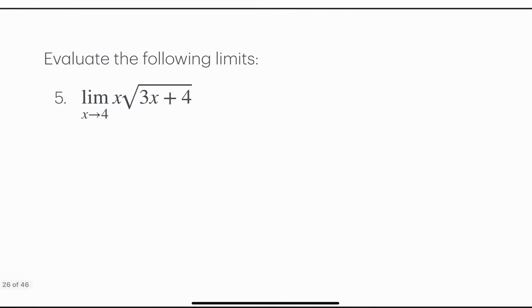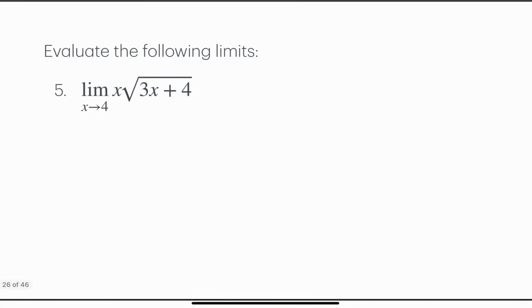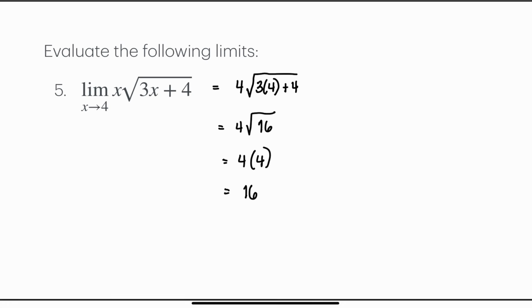This time, let's evaluate the limit of x times the square root of 3x plus 4 as x approaches 4. Again, let's use the shortcut. Substitute 4 to x. So that's 4 times the square root of 3 times 4 plus 4. So this is 4 times the square root of 12 plus 4, that is 16. And the square root of 16 is 4. So our answer is positive 16. So when x approaches 4, f of x approaches 16.